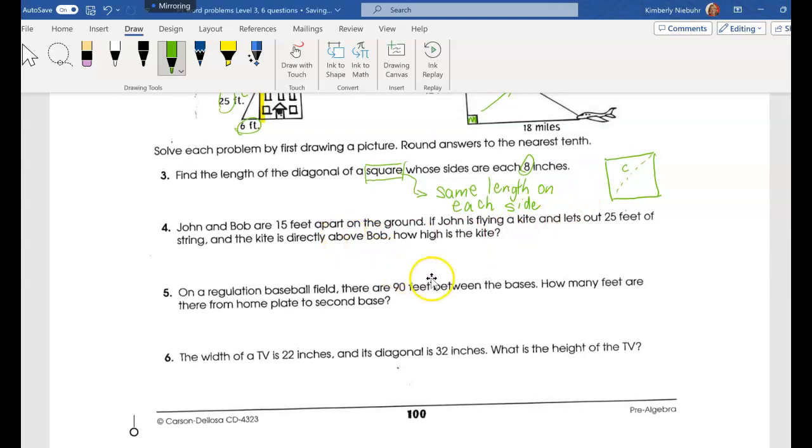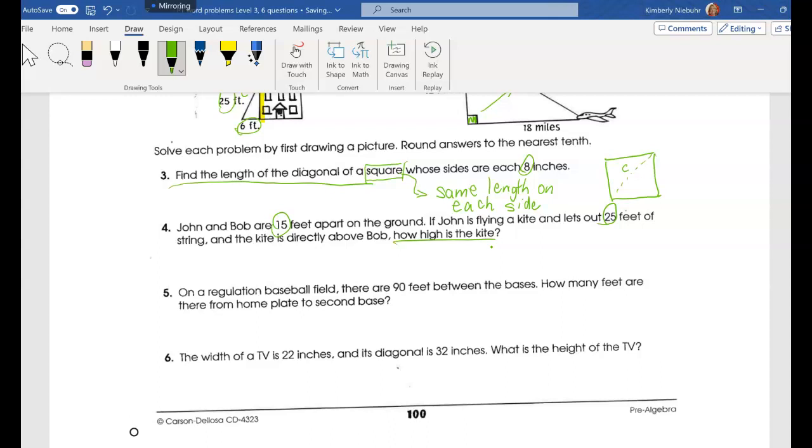I drew my picture. Find the length of the diagonal of the square. Circled important numbers. Boxed off important terms. John and Bob are 15 feet apart on the ground. If John is flying a kite and he lets out 25 feet of the string and his kite is directly above Bob, how high is the kite? Circling important numbers. Here's the question. How high is the kite? Underlining the question.